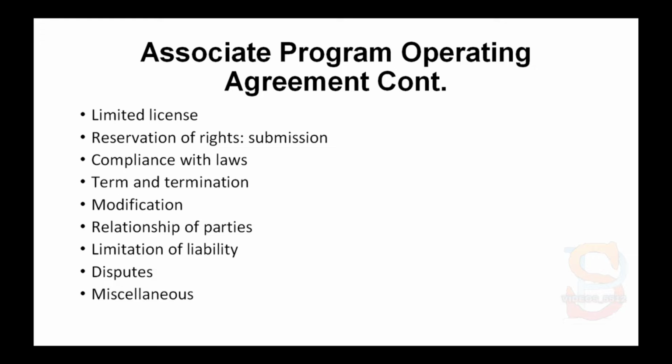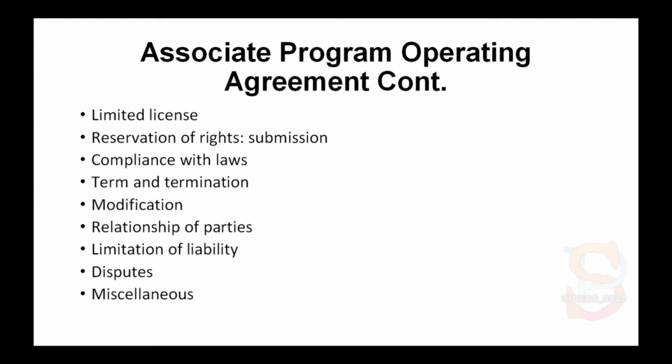Term and termination. The term of this operating agreement will begin upon Amazon's acceptance of your program application and will end when terminated by either you or Amazon. Either you or Amazon may terminate this operating agreement at any time with or without cause by giving the other party written notice of termination. Modification. Amazon may modify any of the terms and conditions contained in this operating agreement at any time and in Amazon's sole discretion by posting a change notice, revised agreement, or revised operational documentation on the Amazon.com site.